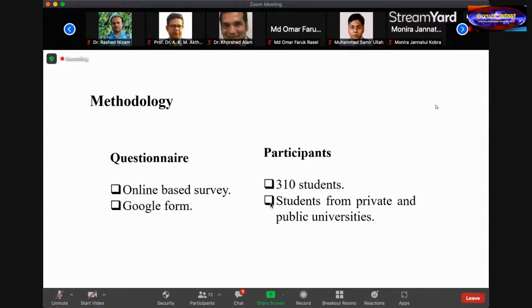Here is the methodology. An online-based survey technique was used to collect data about the activities of Bangladeshi students regarding online classes. We prepared a Google form with 10 questions related to online classes, and the questions are related to effectiveness, problems, teacher-student interaction, health or mental impact, and possibilities of online classes in Bangladesh during the pandemic.